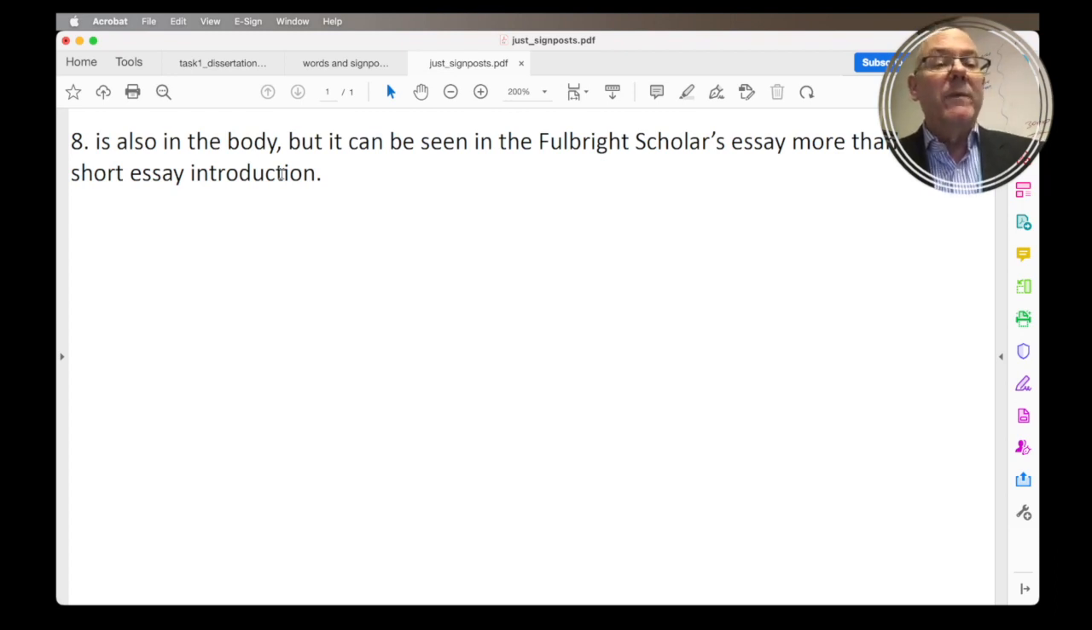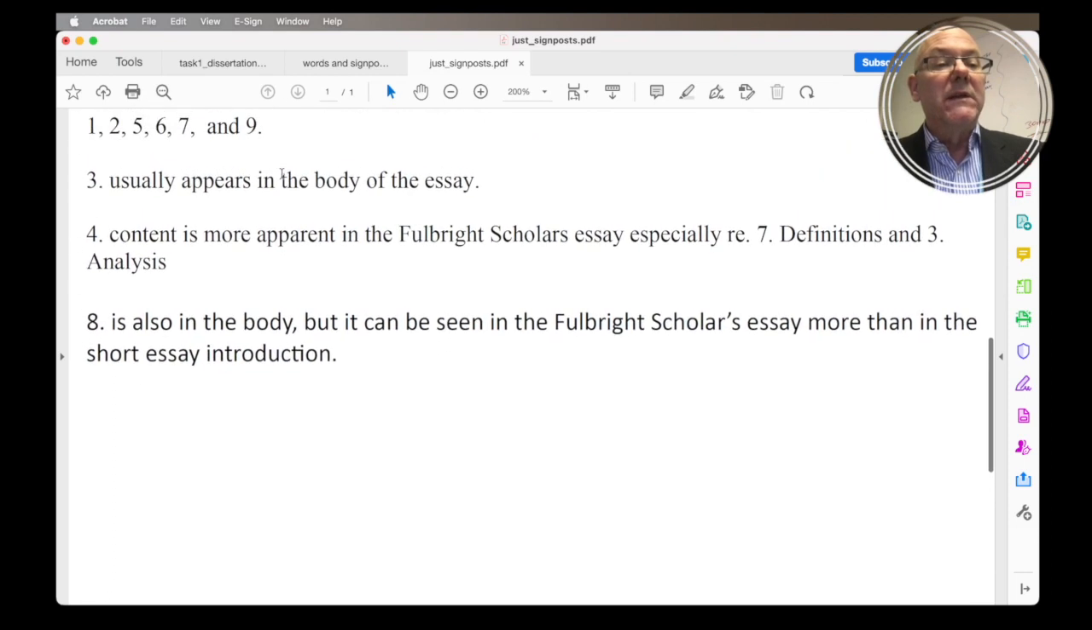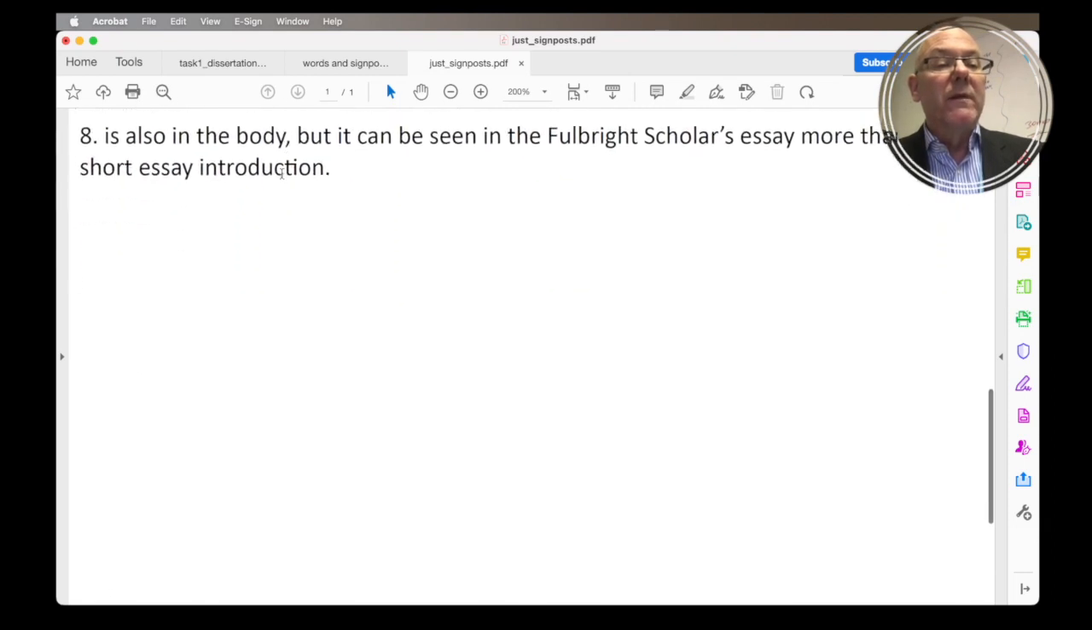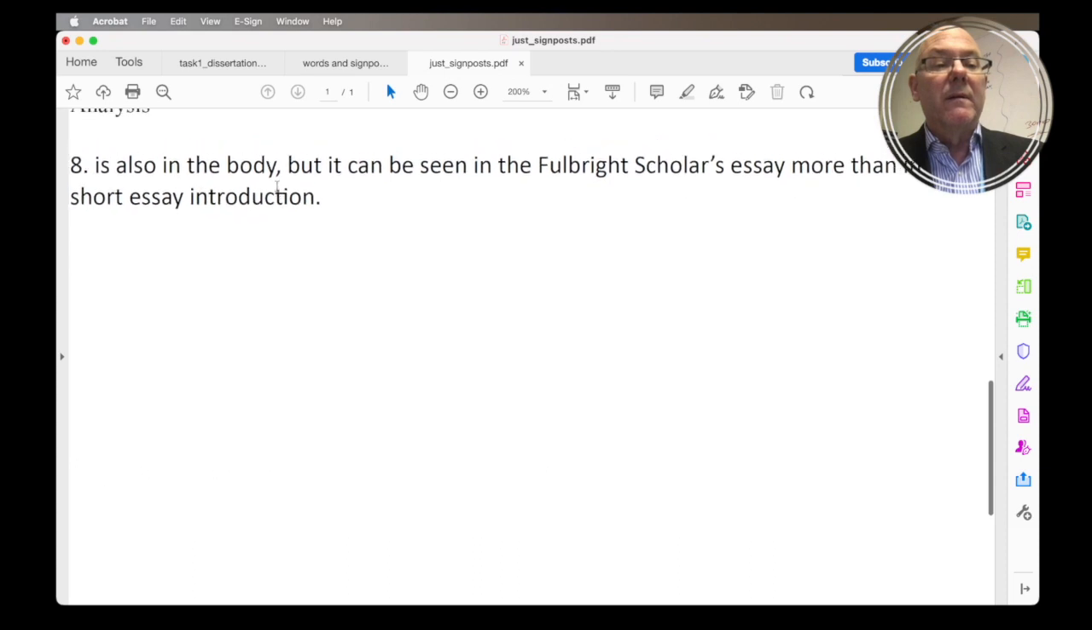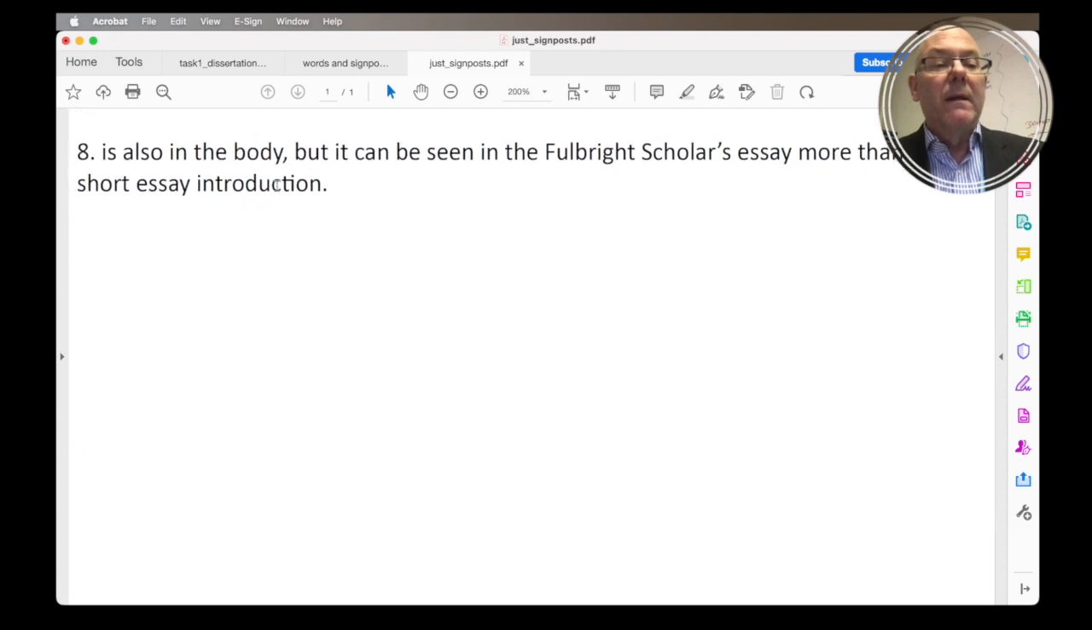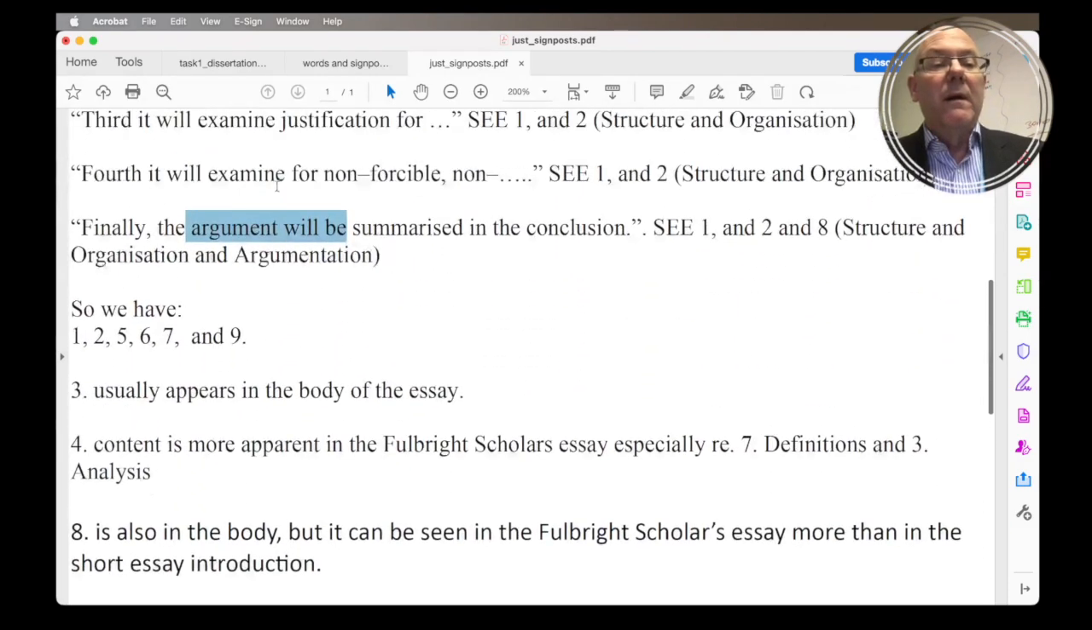And then number 8, which is the final one that we've not seen so far, also usually appears in the body, in the sense that number 8 is easier to see in the Fulbright Scholars essay more than it is in the short essay.